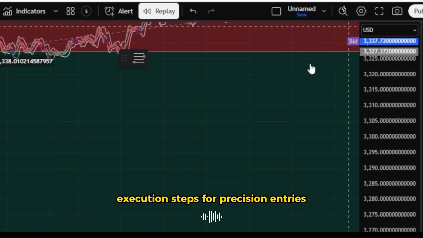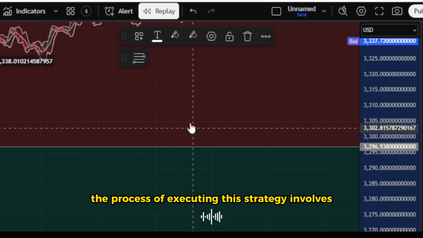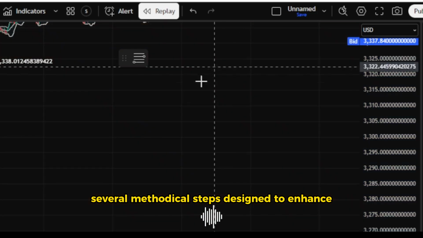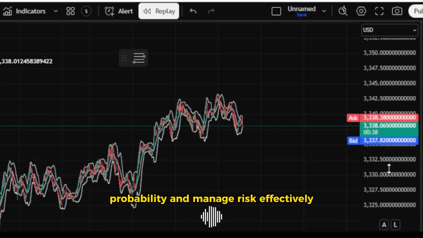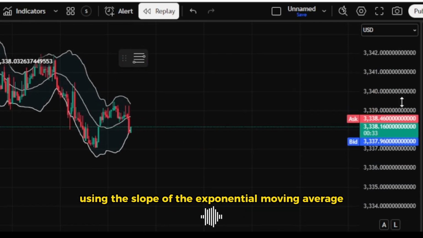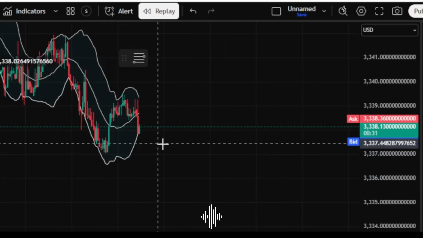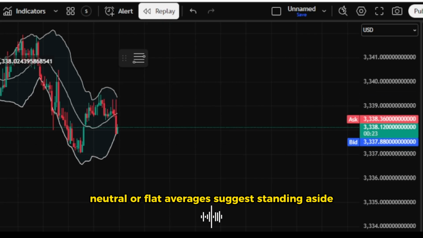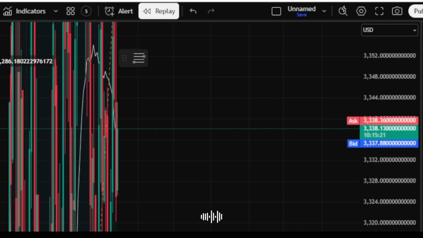Execution steps for precision entries. The process of executing this strategy involves several methodical steps designed to enhance probability and manage risk effectively. First, identify the prevailing trend direction using the slope of the exponential moving average. A rising average confirms an uptrend, while a falling average confirms a downtrend. Neutral or flat averages suggest standing aside until clearer conditions emerge.